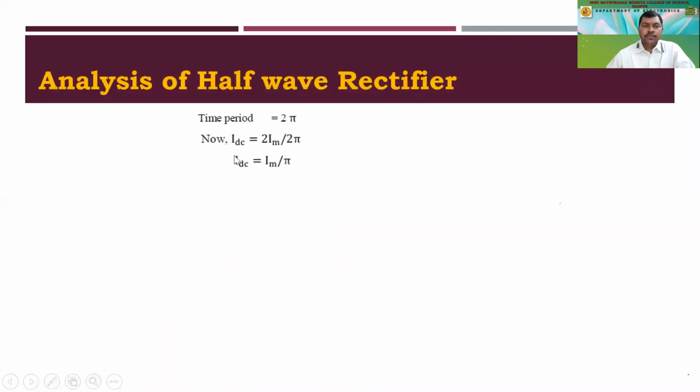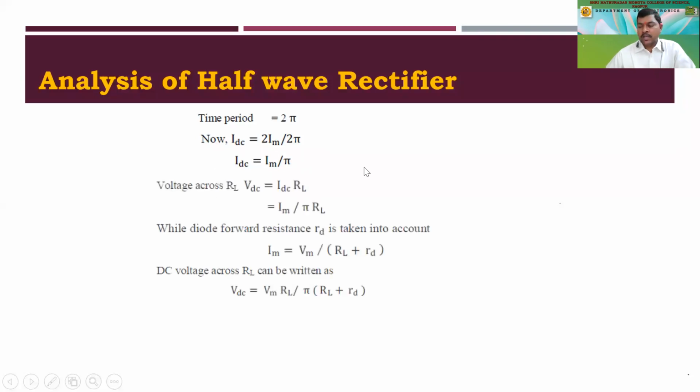Then further, we have a total time period of 2 pi, which starts from 0 to pi, pi to 2 pi. So the time period will be equal to twice of pi. If you divide this, we get the average value of the current, or the DC current. So IDC will be equal to twice of Im divided by 2 pi. Solving it again, we get Im by pi only. So this is the simplest equation of that.